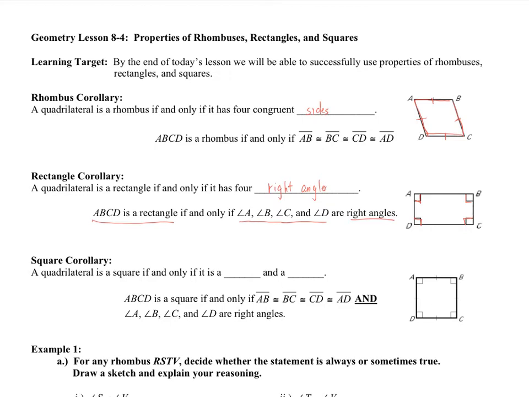And the next one should be the same too, the square corollary. A quadrilateral is a square if and only if it is a rhombus where all the sides are congruent, and a rectangle where all its angles are 90 degrees. So ABCD is a square if and only if segments AB, BC, CD, and AD are all congruent to each other, and angles A, B, C, and D are right angles.